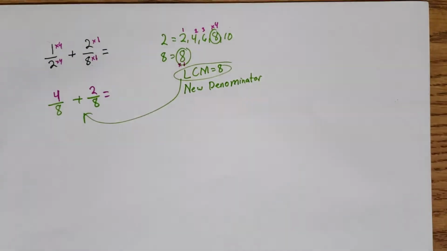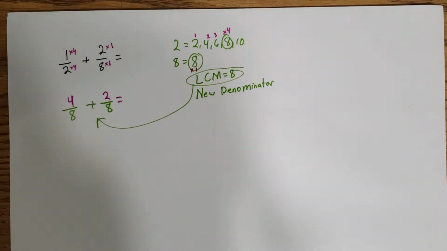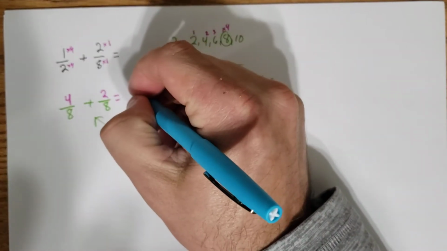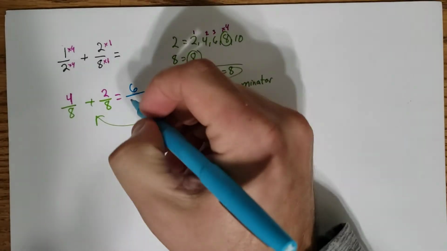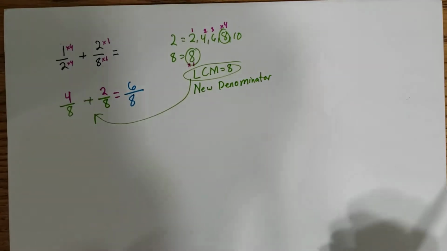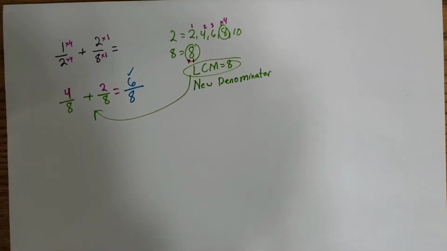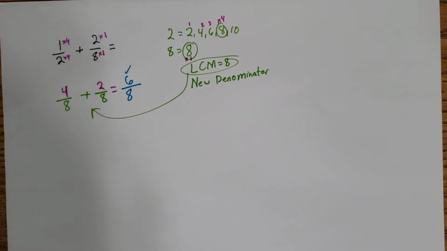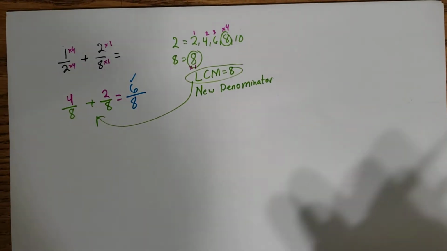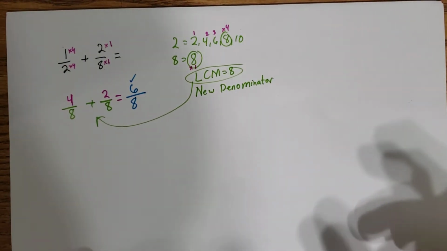And when we add the top, we keep the bottom numbers the same. So 4 plus 2 is 6. Our bottom number stays the same as 8. And that is what we call a good answer. It's correct. But there might be a better answer. What we have to do now is find out if we can simplify it.